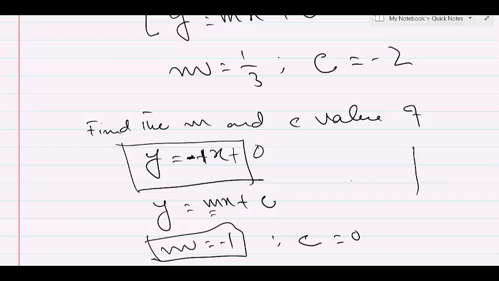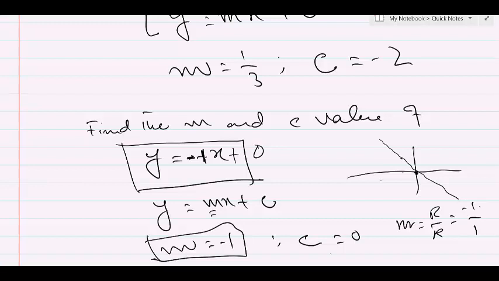It means that this graph passes through the origin because of the c value. c determines how far from the origin the line passes. If c is equal to 0, it means the graph of the line passes through the origin. And m is equal to minus 1 means m is equal to rise over run. That is equal to minus 1 over 1, which means that if we go minus 1 on this side and then go 1 on the upper side, then this would be the graph of the line.